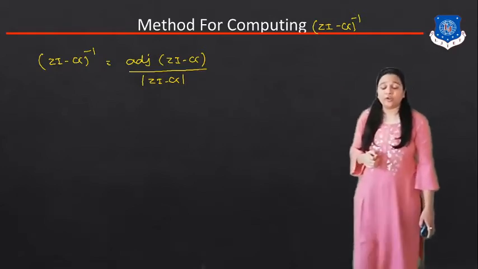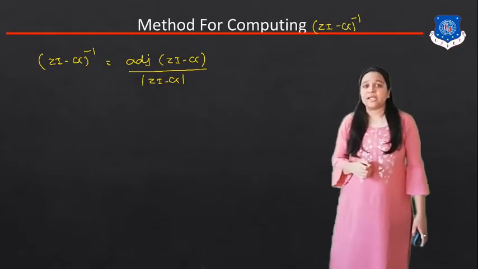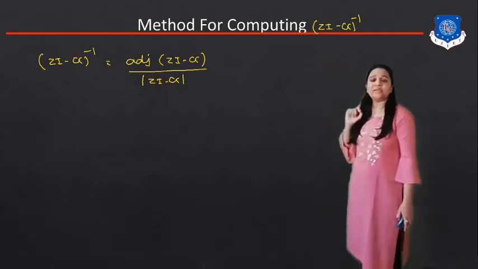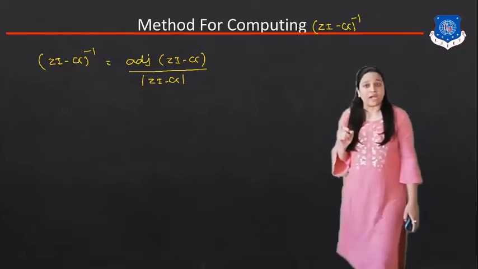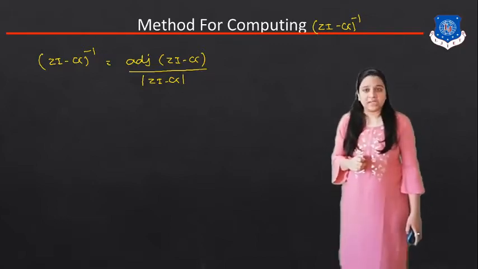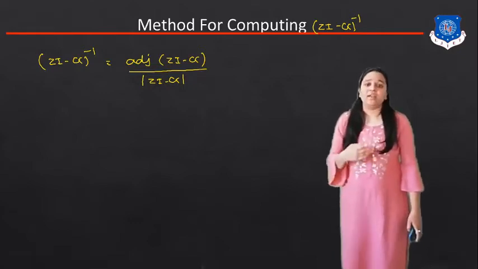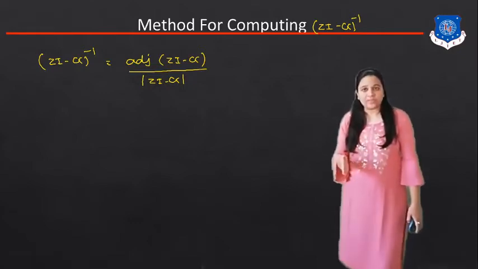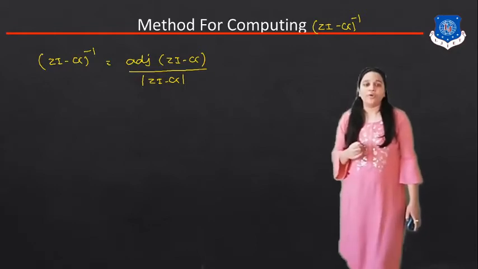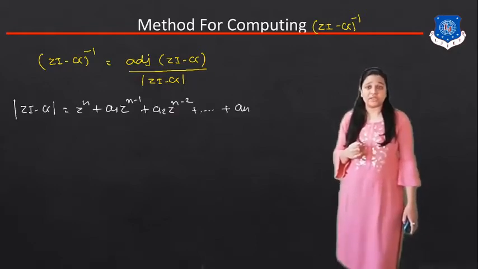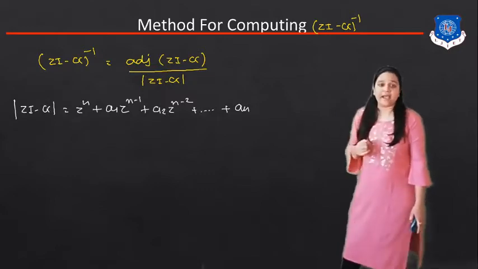First of all, what is the equation of (zI minus G) inverse? As you see here, (zI minus G) inverse is equal to the adjoint of (zI minus G) upon the mod of (zI minus G). So we will derive the equation of the adjoint of (zI minus G) and the mod of (zI minus G). First of all, what is the equation of the mod of (zI minus G)?